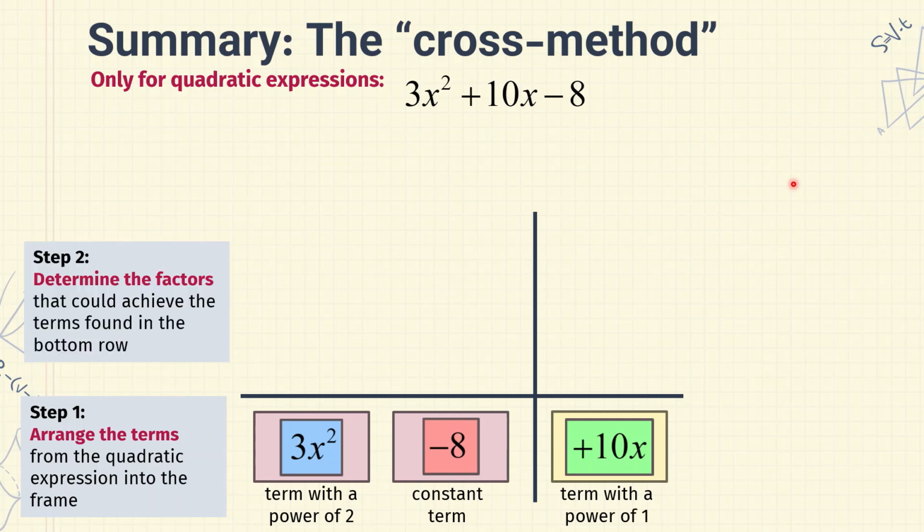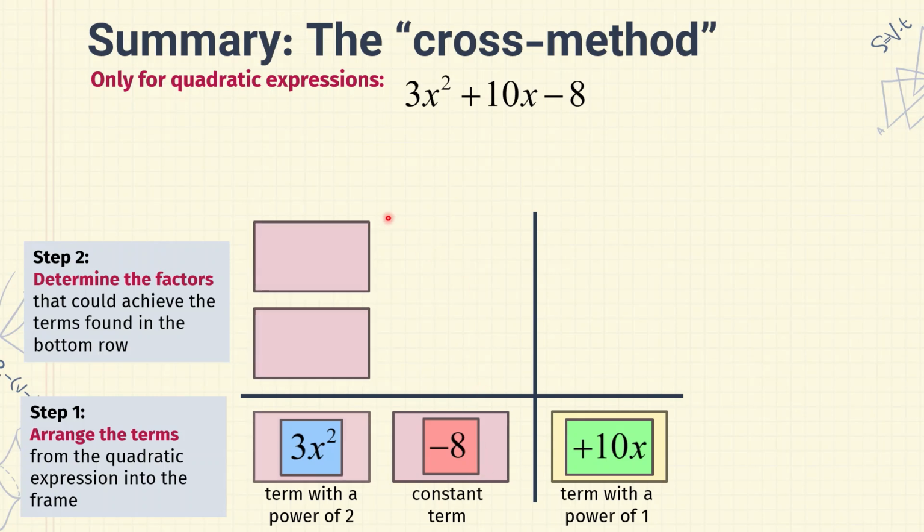Okay, in step 2, we have to determine the factors that could achieve the terms found in the bottom row. Over here in this column, we need to determine what are the two things that multiply with each other that will give us 3x squared. Then over here in this column, we need to determine what are the two things that will multiply to give me negative 8. But usually we ignore the negative sign first, we just focus on the number 8.